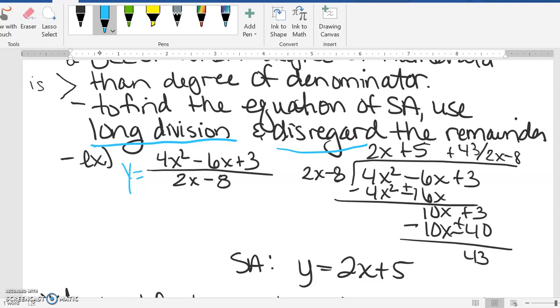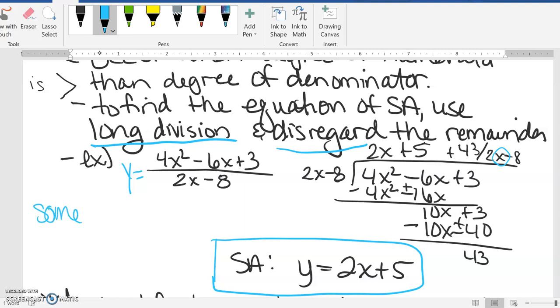Now, we normally would write the remainder like this. But again, the horizontal and slant asymptotes tell you what's happening to the graph, the end behavior, as x gets really, really large. So the reason that we throw away the remainder is because as x gets really large, this fraction, 43 over a really large number, whether it's huge positive or huge negative, will approach 0. So that's why we throw away the remainder. That means our slant asymptote has the equation y equals 2x plus 5.